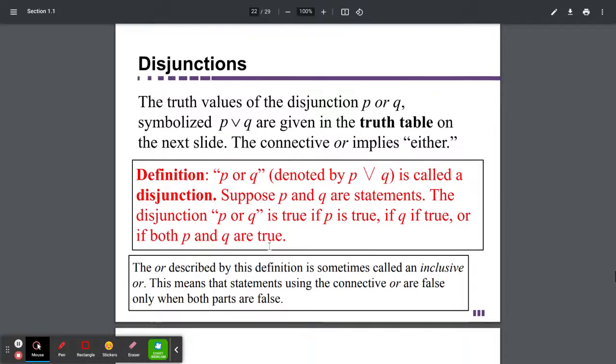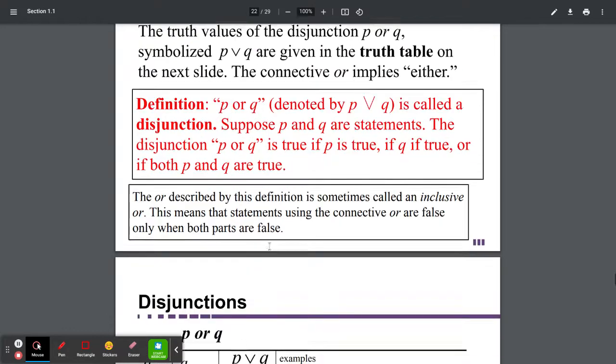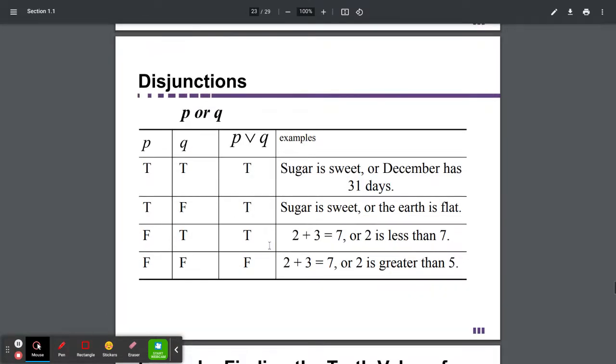Next we get disjunctions. Disjunctions are or statements. When we make a truth table of an or statement, P can be true or Q can be true, so therefore P or Q is true. If P is true and Q is false, one of them is true, so the overall statement is true. Next, P is false and Q is true, so one of them is true, and the overall statement is true. And the last one, a false and a false gives me a false, because they're both false, so overall it's going to be false.